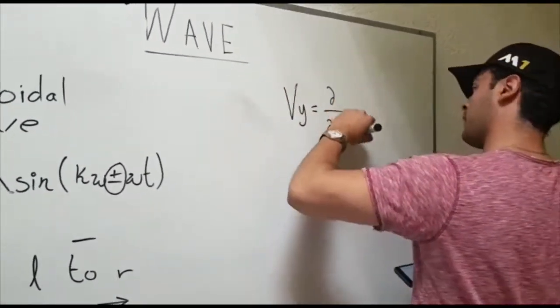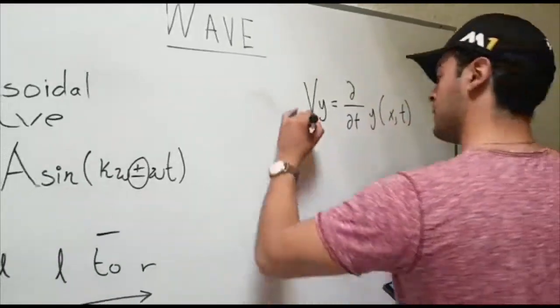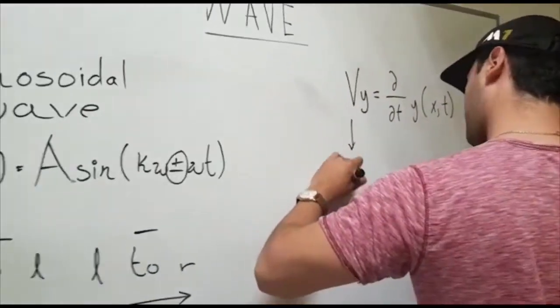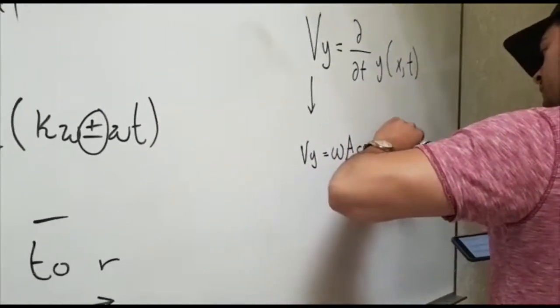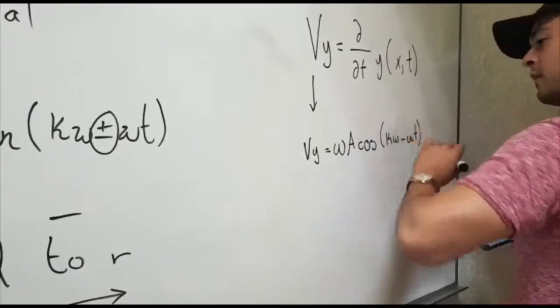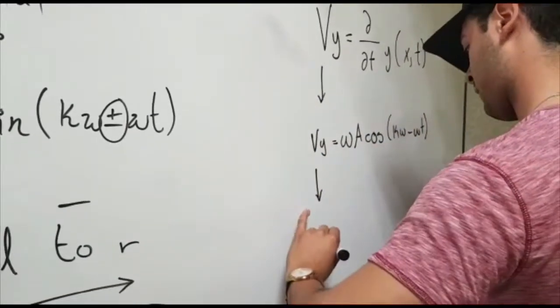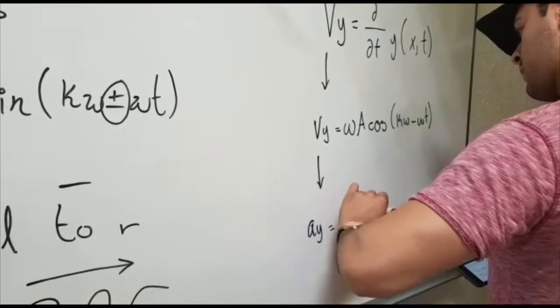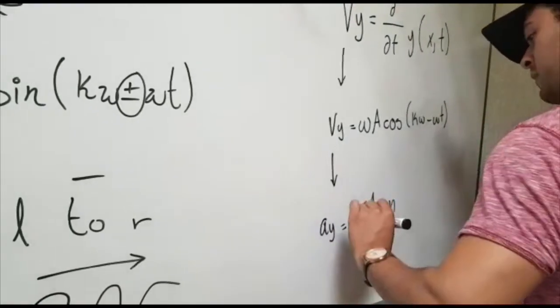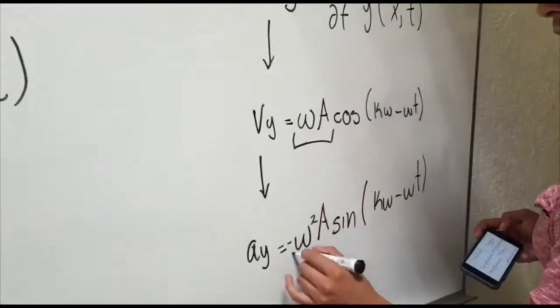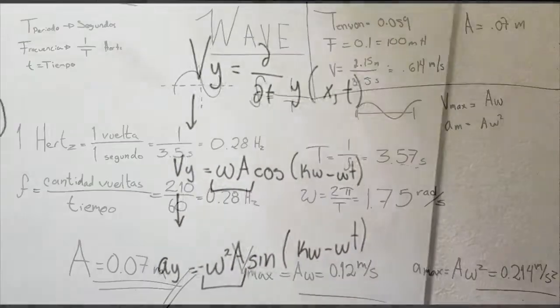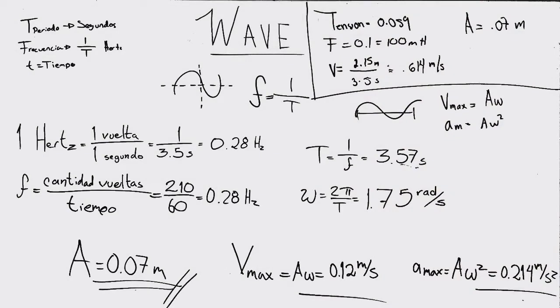Using the partial derivative of the initial position formula, we can obtain the velocity formula. And applying a second derivative, we can obtain the acceleration formula. Now we are going to analyze the maximum amplitude, the maximum velocity, and the maximum acceleration.